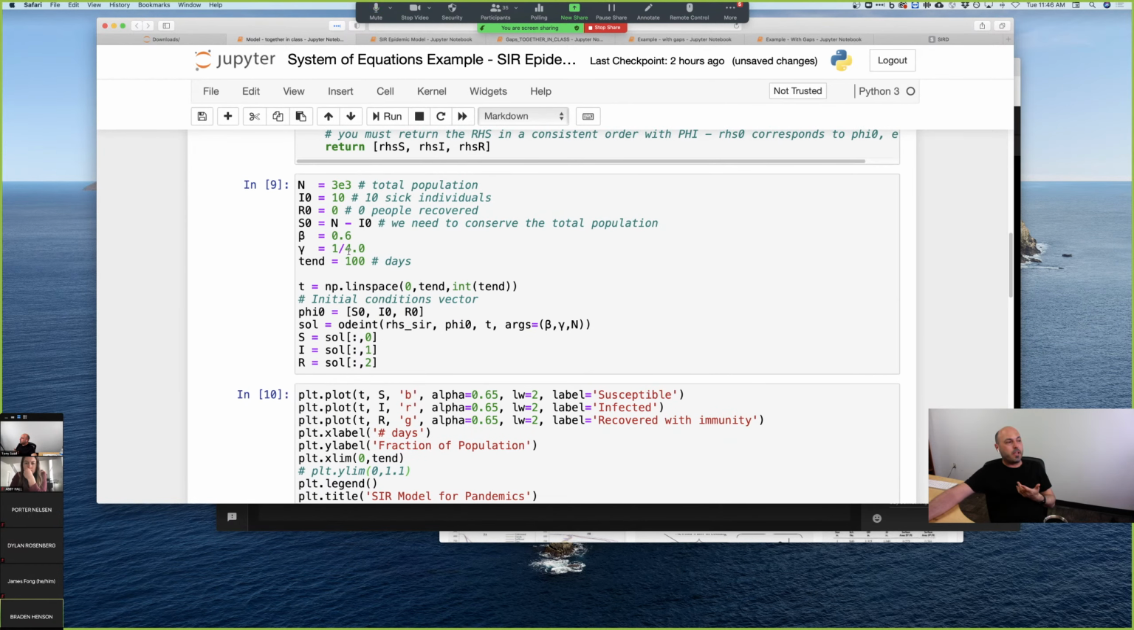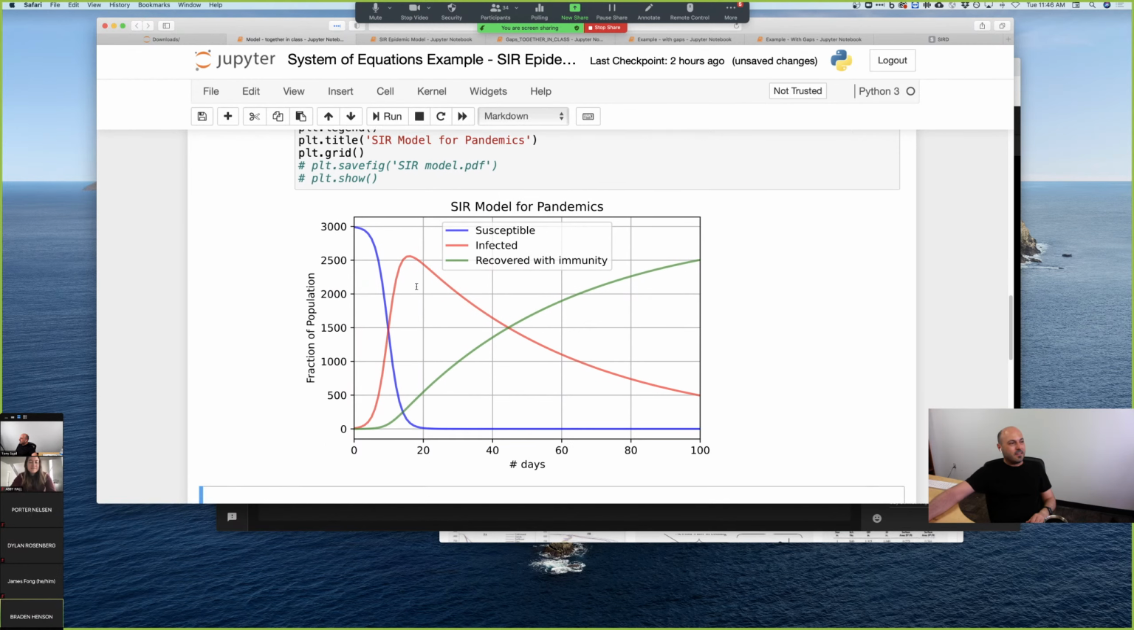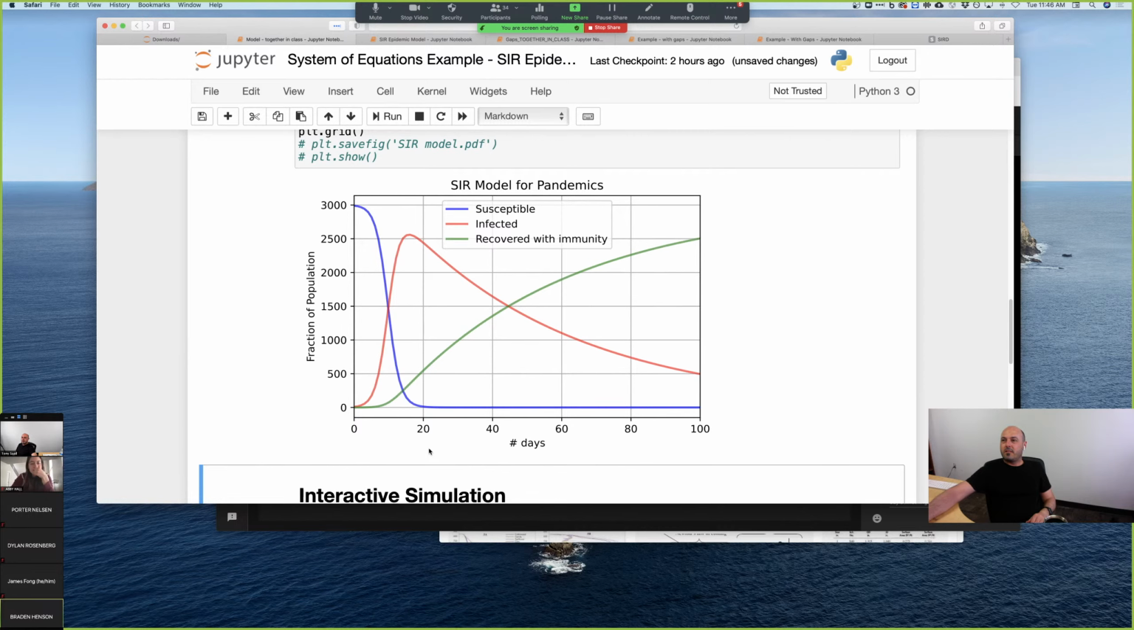Now let's take the other extreme. What if it took them like 50 days to recover? Look at that. Those infected take a long time to recover. They're still circulating in the population, infecting everyone.